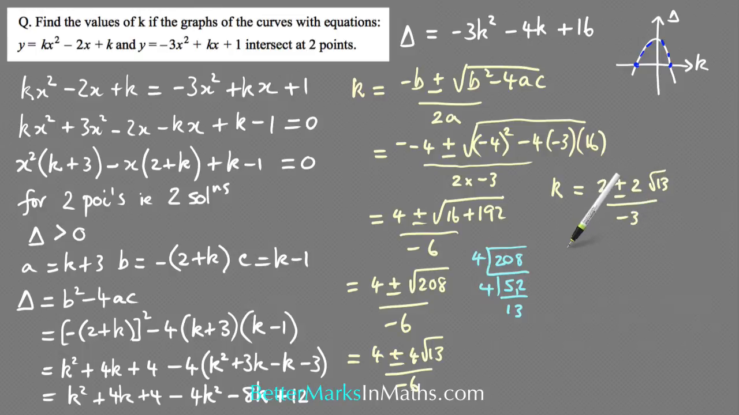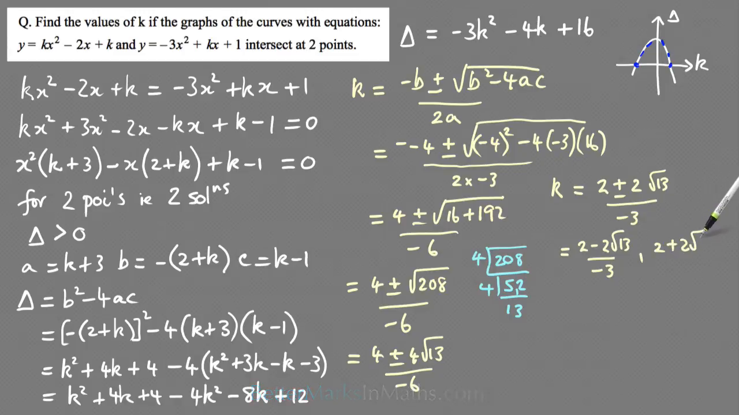And then the two values from there are 2 minus 2 root 13 on minus 3 and 2 plus 2 root 13 on minus 3. Now, when I write my solutions, I always like to put the negative one, or the one with the smallest value, on the left and the biggest one on the right.